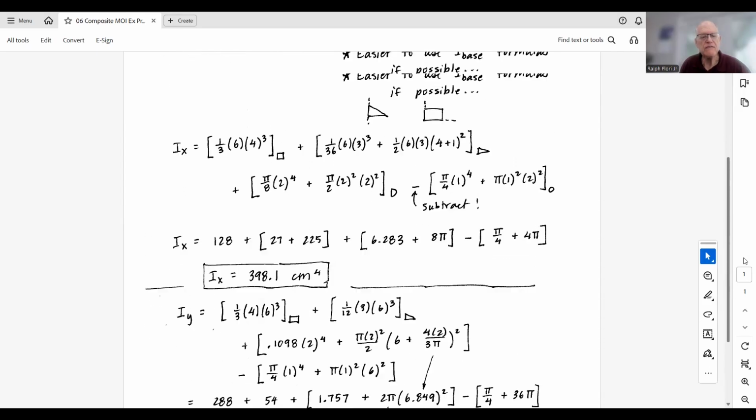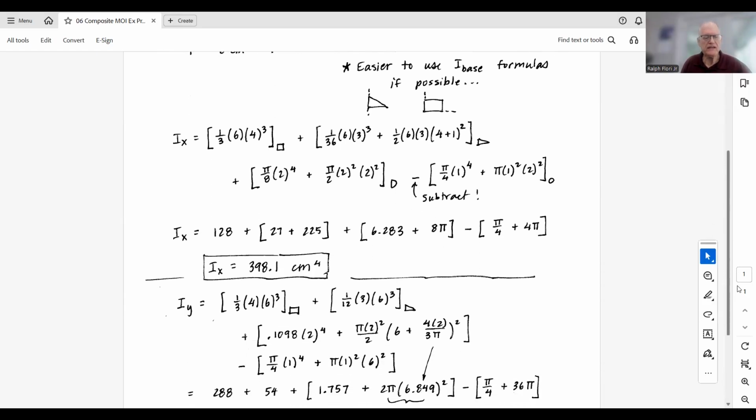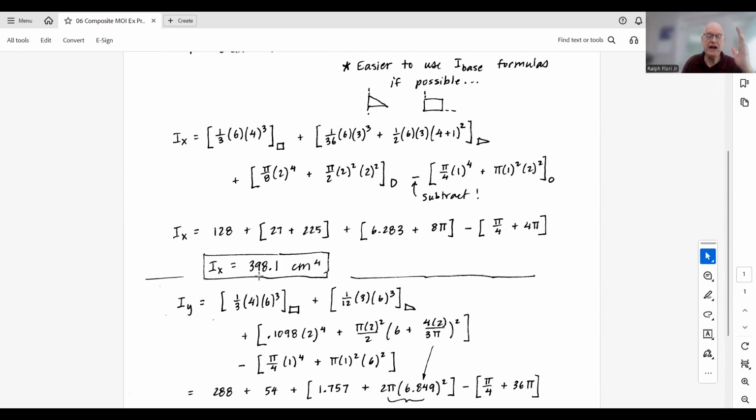About the y-axis, the rectangle touches the y, the triangle touches the y, so for both of those I can use an I base. I need to use the half circle at a different orientation and take that all the way to the y, and then I subtract off the hole. So that's my strategy. So my rectangle is 1/3 base, which is now relative to the y-axis, the base is 4, and the height is 6. For my triangle, my formula is 1/12 b h cubed. And so relative to the y-axis, the base is 3, and the height is 6 cubed.